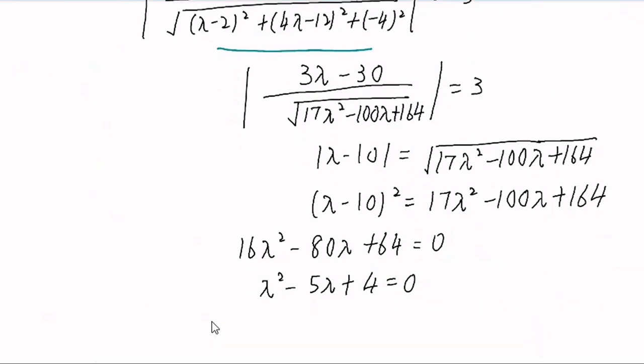Okay, so if you try to square both sides, and we try to simplify from there, it should be able to give us this quadratic relationship here about the lambda. Okay, so that's for our first part of the question.